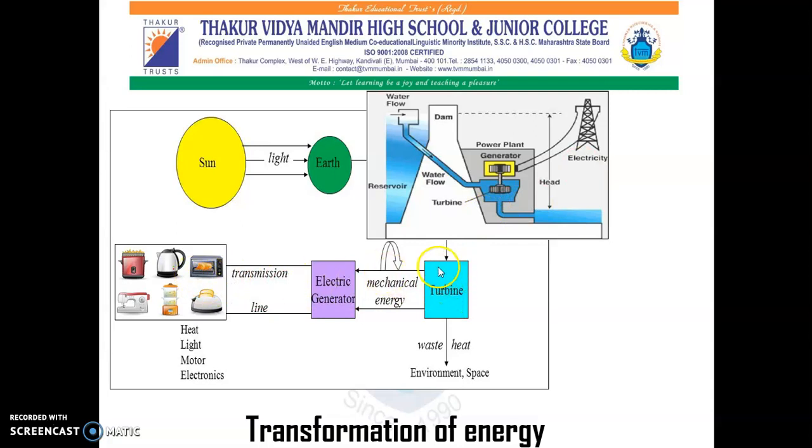Here is the turbine. The mechanical energy of the turbine is converted into electrical energy with the help of the electric generator. This electricity is then transmitted through the transmission line, that is through the cables, to run various electronic appliances. And the waste heat that is generated with the help of the turbine is released into the environment.